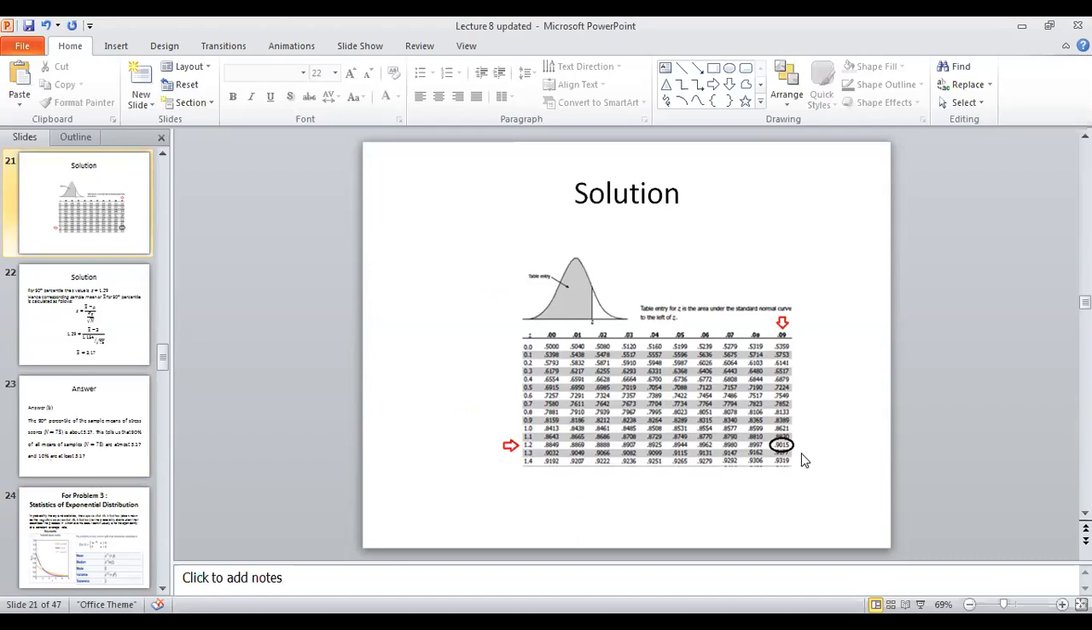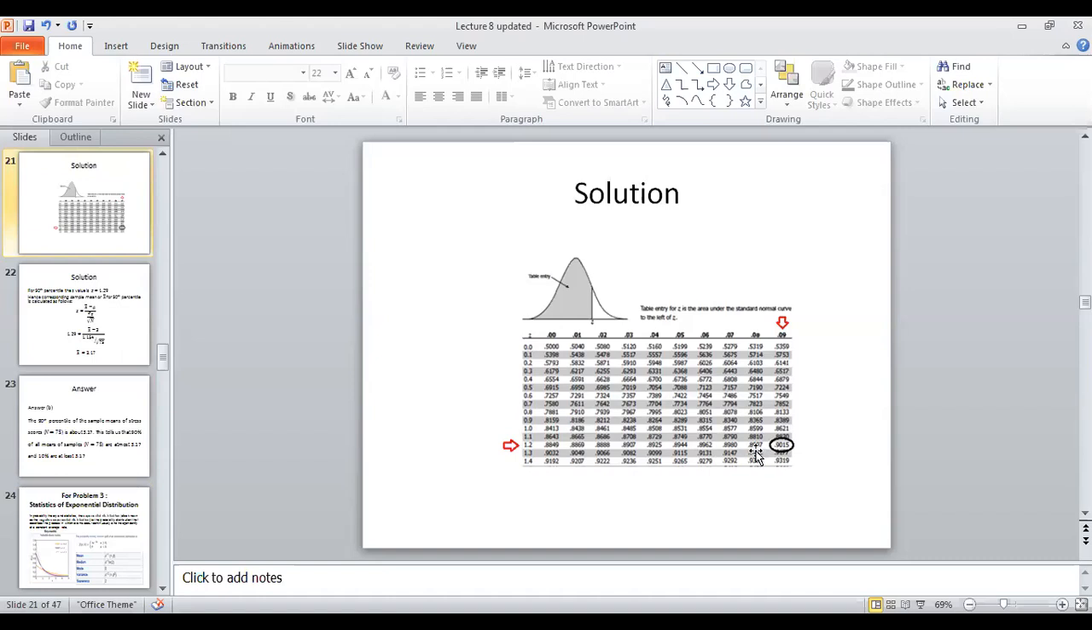So over here you can see we have a value which is 0.9015, and we also have a value which is less than 90%, which is 0.8997. Now if you remember from our previous lectures, we mentioned that when we do not have exact probabilities on the table, we can either take the value which is lower than the required probability and a value which is higher, find the corresponding z values for them, and take the average of it.